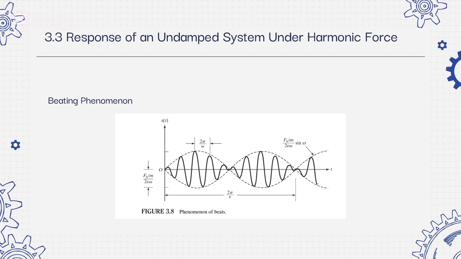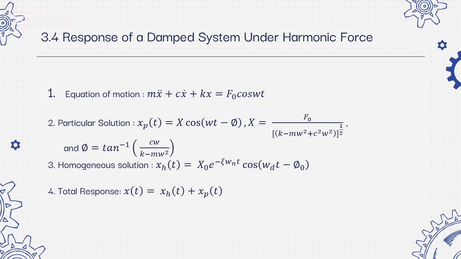Now we will talk about the response of a damped system under harmonic force. Unlike undamped systems, damped systems under harmonic forces avoid infinite resonant amplitudes. For example, think of a shock absorber in cars. Damping smoothens the ride by dissipating energy. As we see in the equation of motion, the difference is that there is a damper, which is c. And of course, we will have the damping ratio, zeta, which controls energy loss.